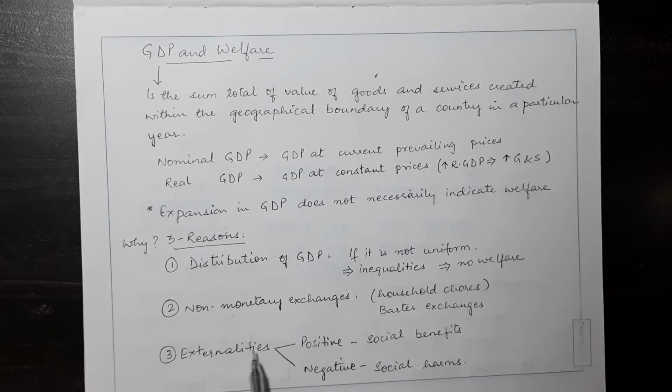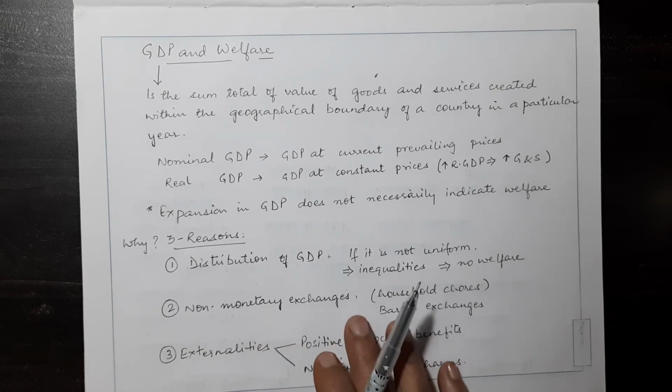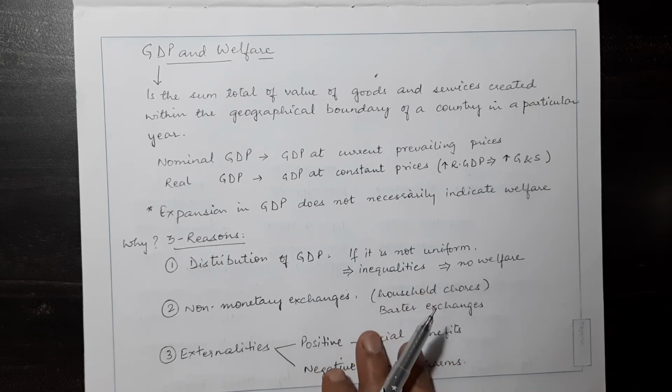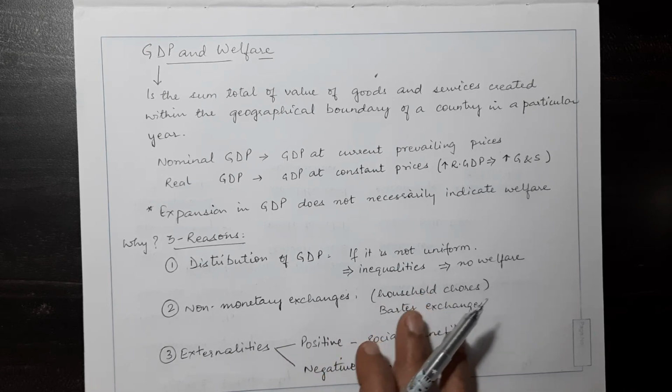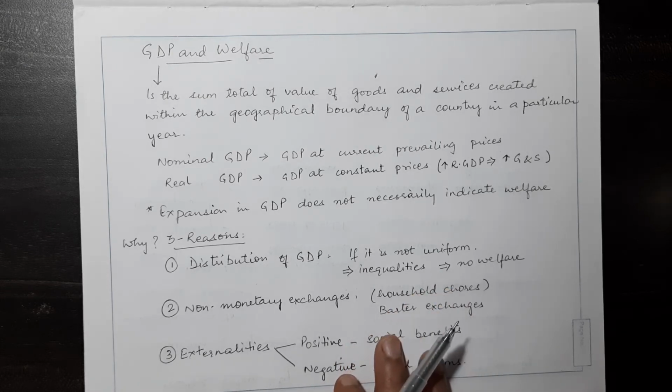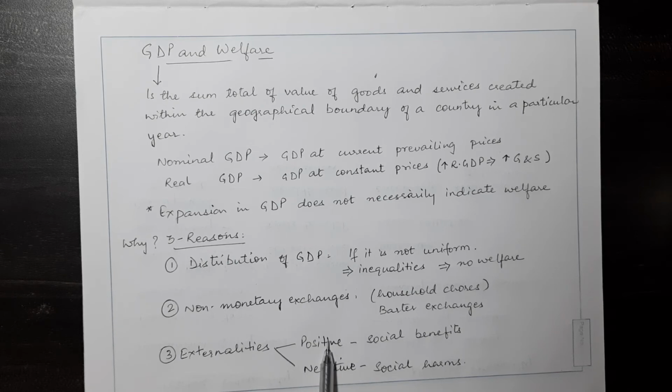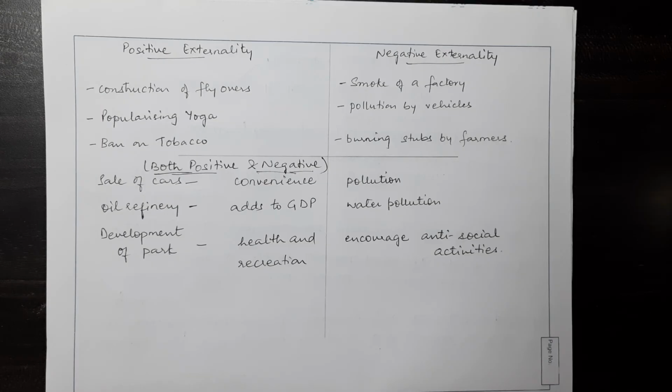The third one is externalities. What do we understand by them? They are the benefits or harms caused by a firm or an individual to society in general, without being penalized or paid. There are two types of externalities: the positive externalities, which bring in social benefits, and the negative externalities, which cause social harm. So let's look into this now.